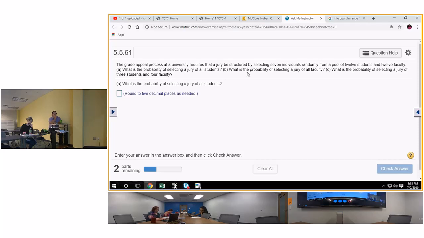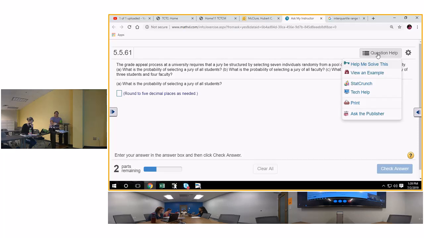So we've got how many? 12 students and 12 faculty. What is the probability of selecting a jury of all students? What is the probability of selecting a jury of all faculty? What is the probability of selecting a jury of 3 students and 4 faculty? I believe we're going to be using a combination here.